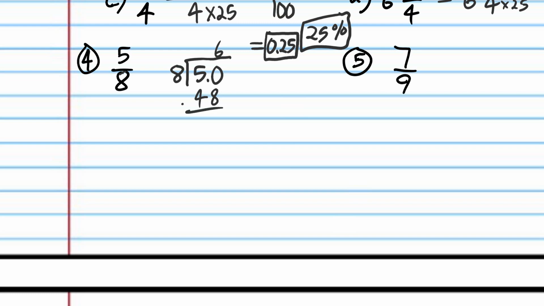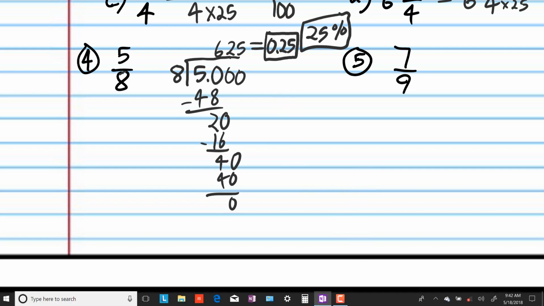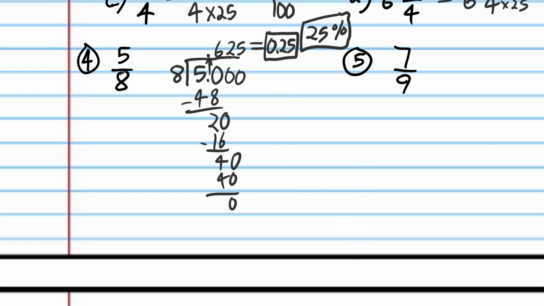8 times 6 is 48. Subtract, you get 2. Bring down a 0. 8 goes into 20 2 times, 8 times 2 is 16. Subtract, you got 4. Bring down another 0. 8 goes into 40 5 times, 8 times 5 is 40. Bring down 0. And bring the decimal straight up. And you have 0.625. So there's our decimal. Now move the decimal 2 places to the right, and you have 62.5%.